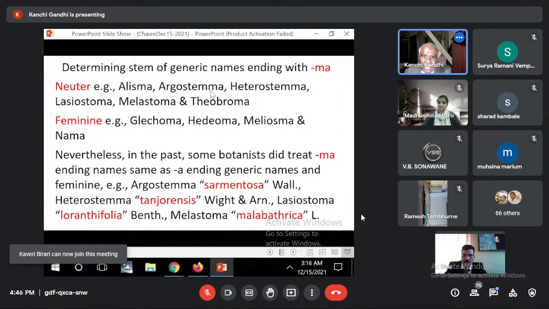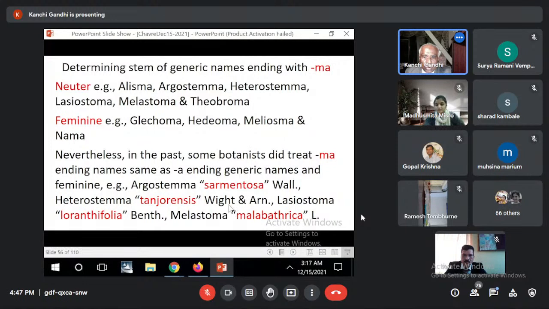In all the examples I give, it is M-A ending, not A ending. So an M-A ending in Greek may be neuter or may be feminine. Instead of using Argostema as neuter, Nathaniel Wallace, a botanist during British rule, used it as feminine, Argostema tormentosa.